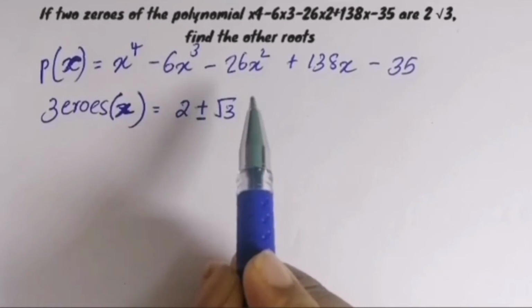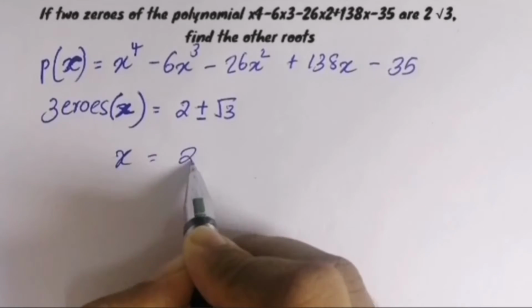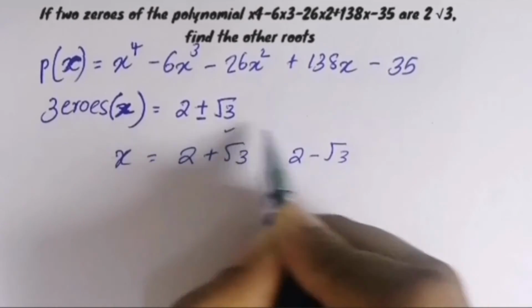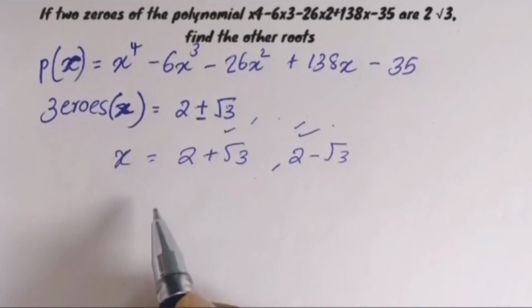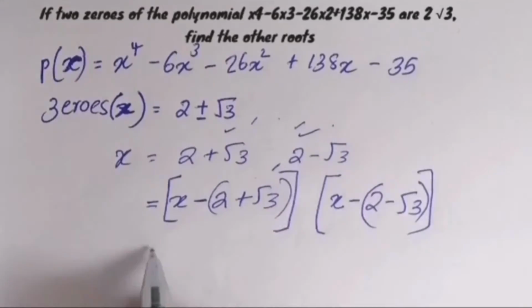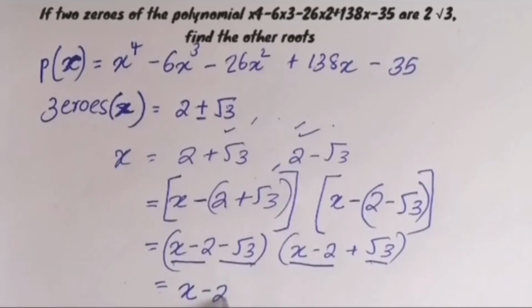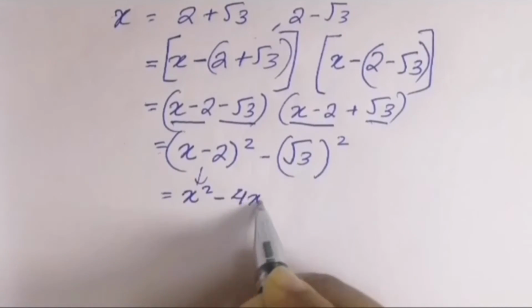Here, the p of x is a 4-degree polynomial. That is, p of x will have 4 zeros. We are given 2 of its zeros, that is, 2 plus root 3 and 2 minus root 3. We need to find the other 2 zeros. From a minus b into a plus b is a square minus b square. By doing this, we will get the g of x.